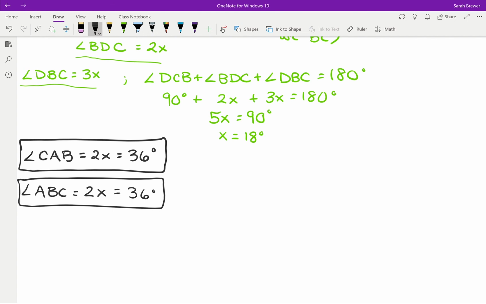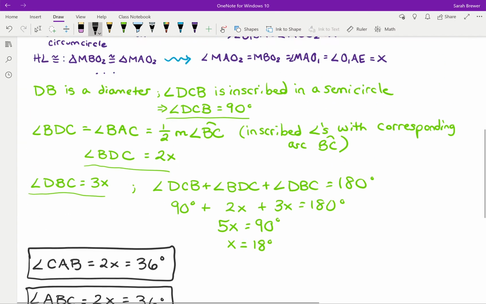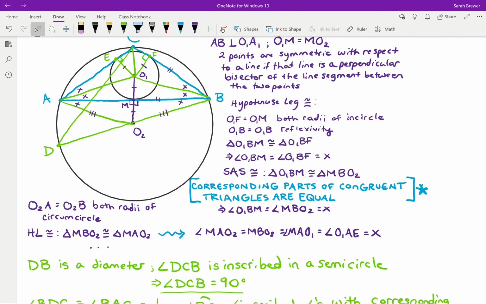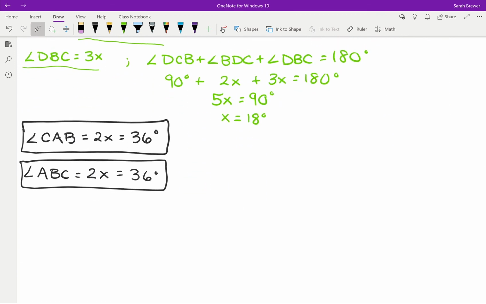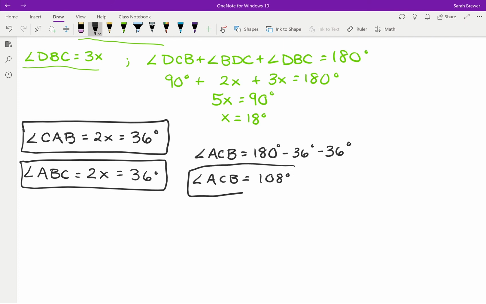And so the only one we have left to find is angle ACB, and we'll get that by subtracting from 180. So angle ACB is going to be 180 minus 72, and so we get that angle ACB is 108 degrees. Whew, quite a long one there.